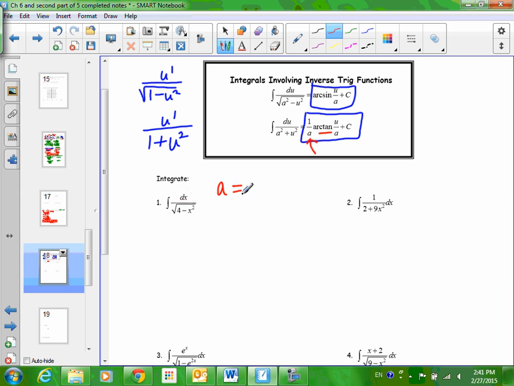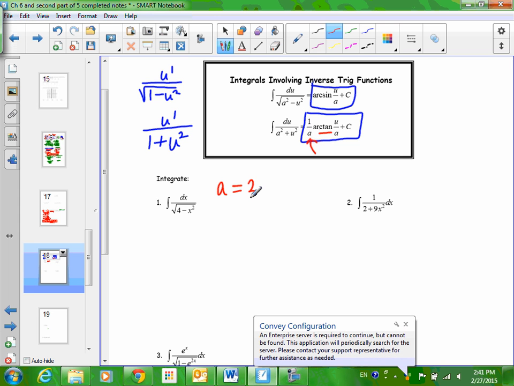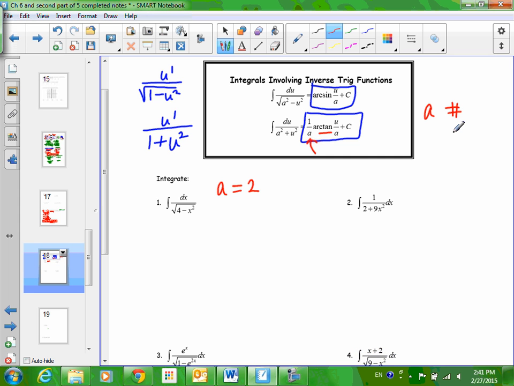So really what we need to do is first identify the a. Once you think this is an inverse trig problem, okay, well, listen. So what's a? If the formula is a squared minus u squared, a is 2. And a is always a number. A is always a number. U could be x, a number x, sine x, e to the x, but a is always a number.